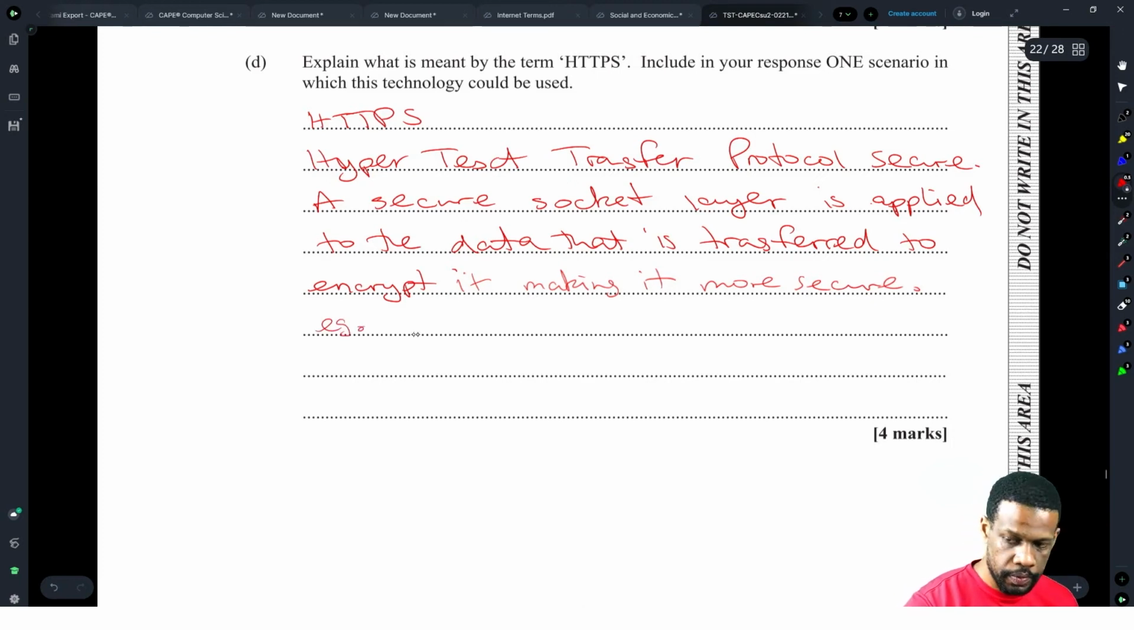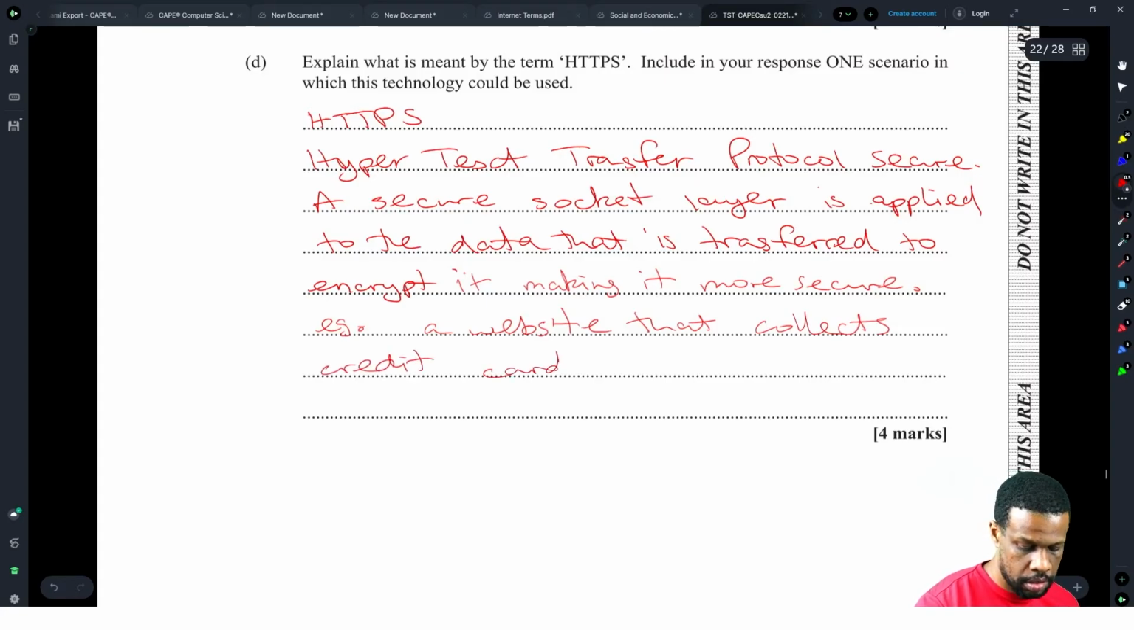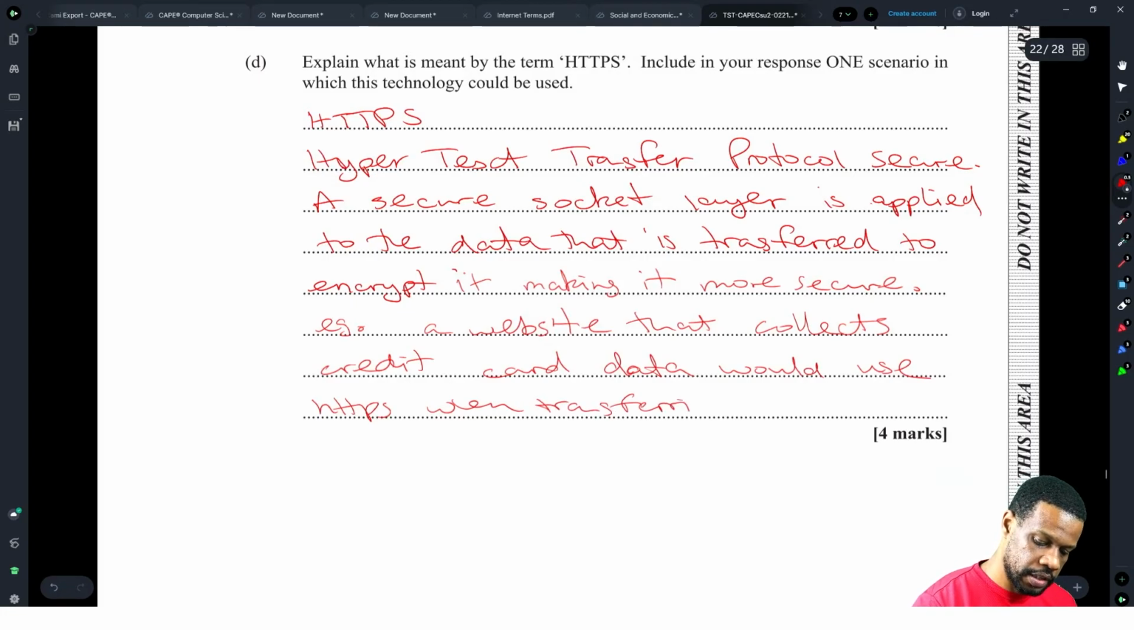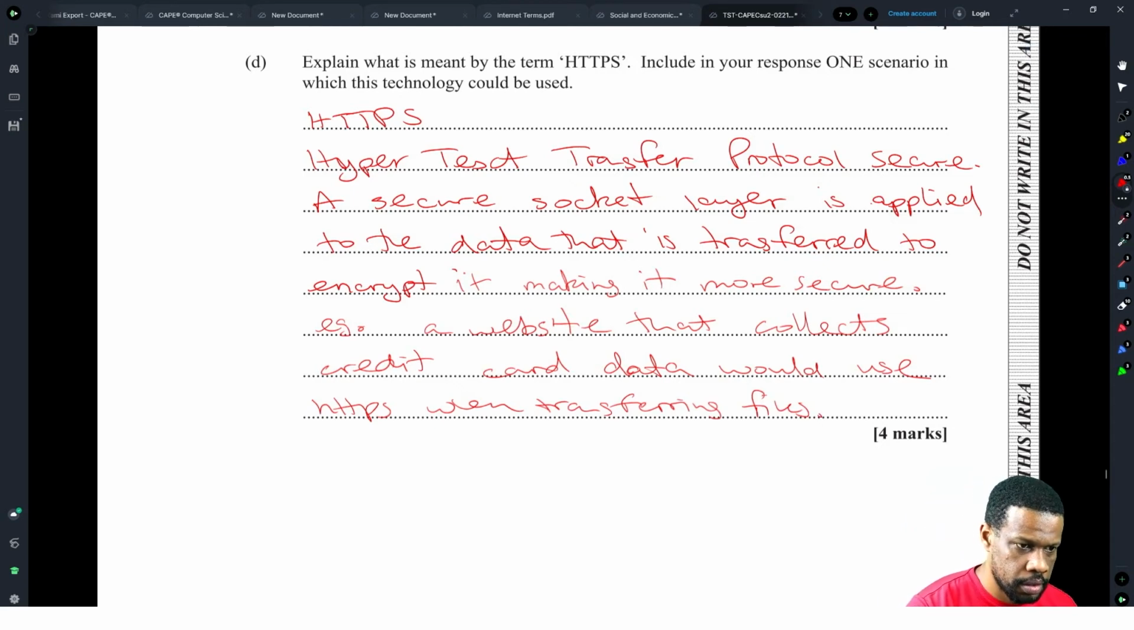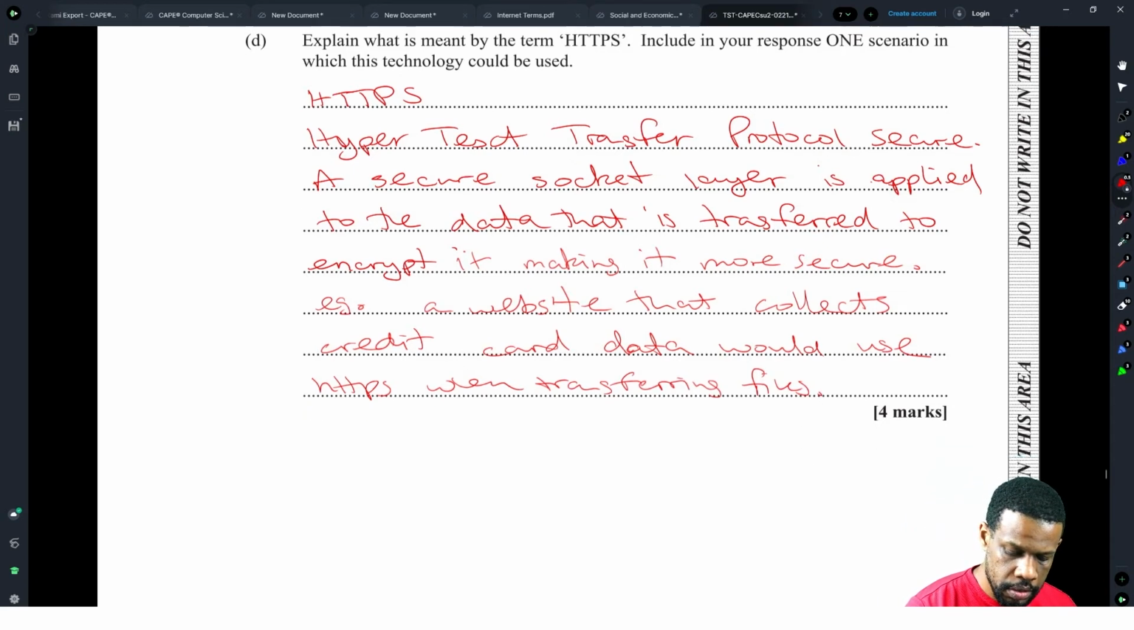Example, a website that collects credit card data would use HTTPS when transferring files. Right? Cool.